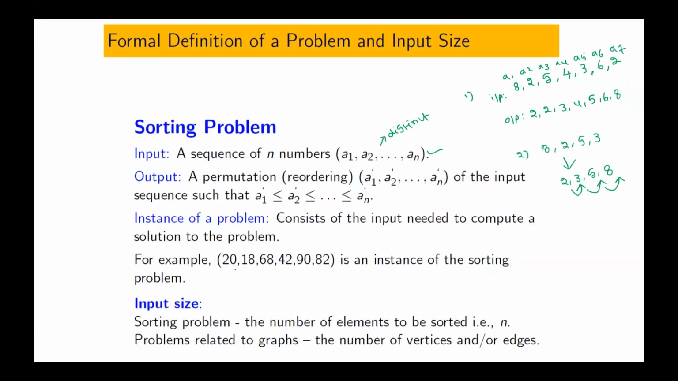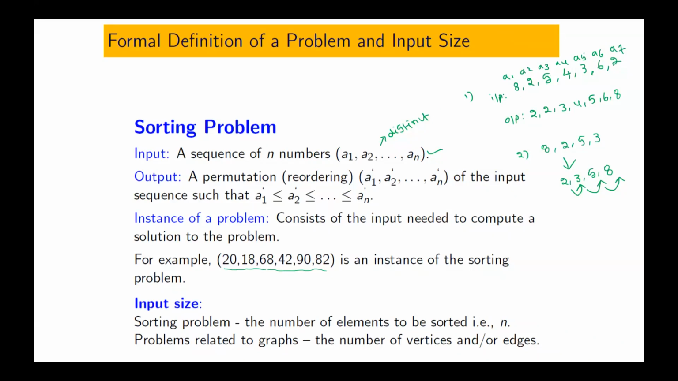Now, in this case, what is an instance? Here, is this an instance of the problem or not? 20, 18, 68, 42, 90, 82. Is it an instance of the sorting problem or not? Yes. How many elements are there in that instance? 6 elements.